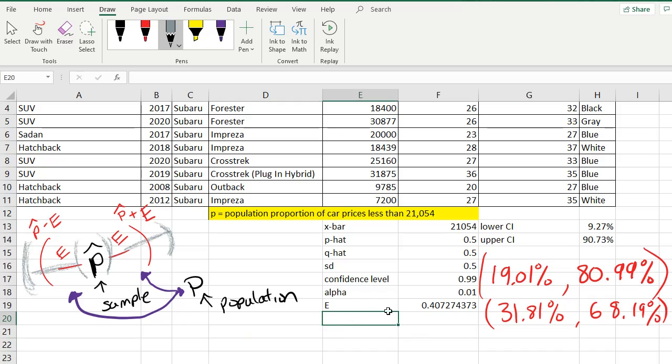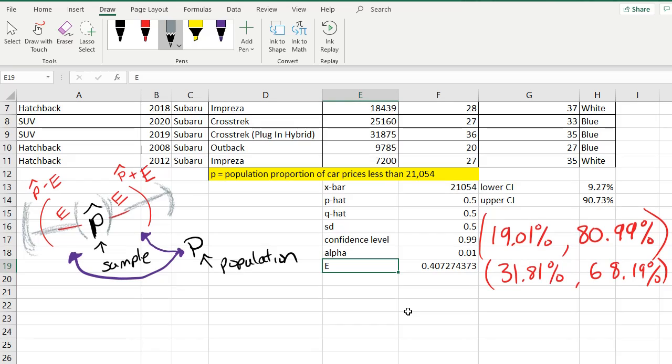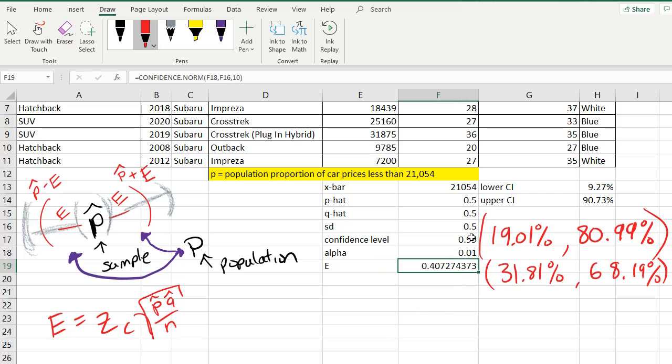Okay, now you may have noticed that I used Confidence.Norm, and there is another way that you could have calculated this margin of error using the formula for margin of error, which is E equals the Z critical times the square root of P hat times Q hat over N. Okay, you could have used this formula, and you would have gotten the same thing. So let me change this back to 0.95. And let's talk about that.